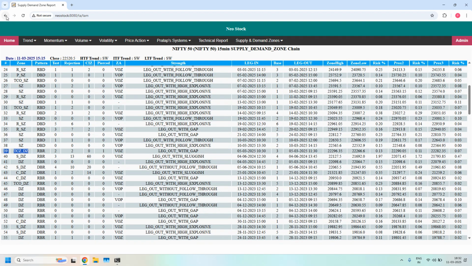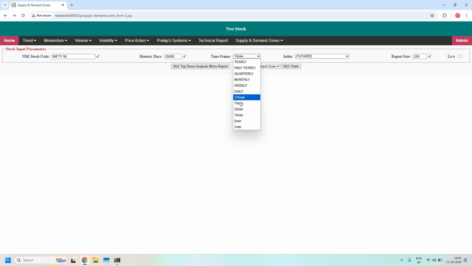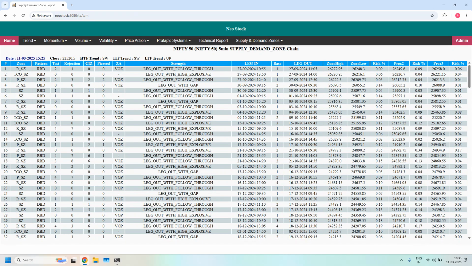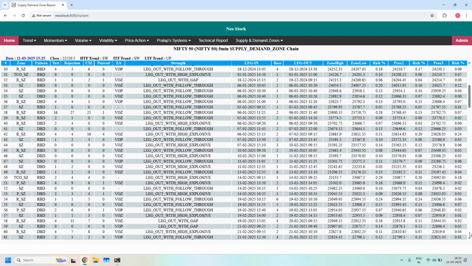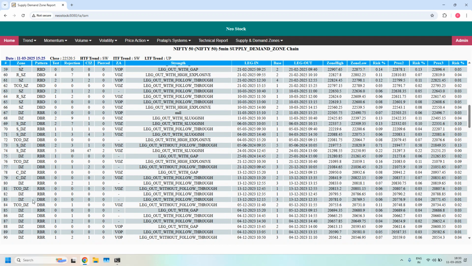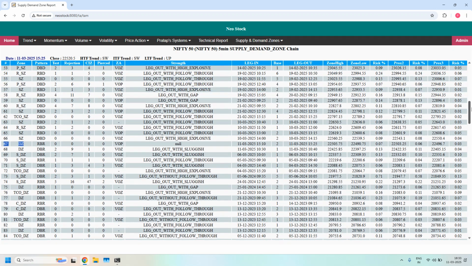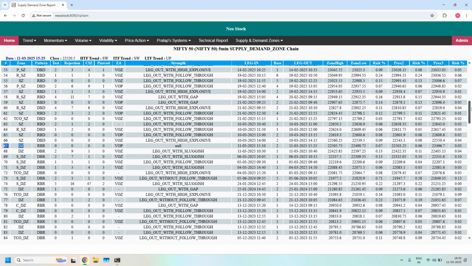Okay, next, 5 minutes supply demand zone chain for NIFTY. All are supply zones. I am scrolling the list down. Further scrolling the list down. 67th we have the demand zone. Putting it in the center. I am adjusting in the center.